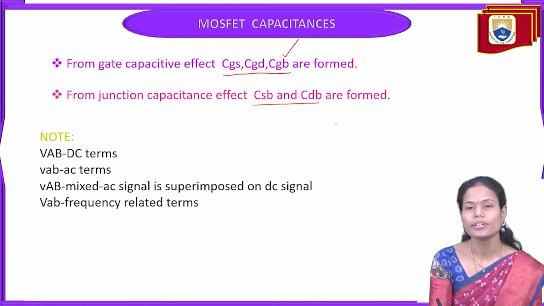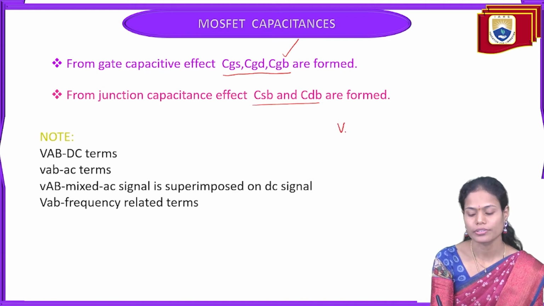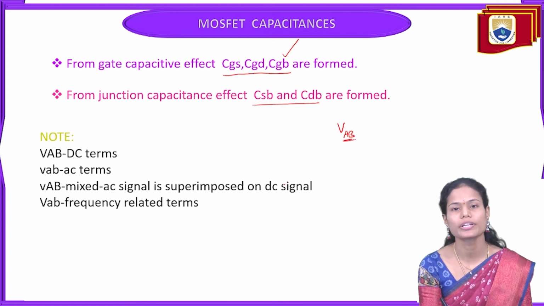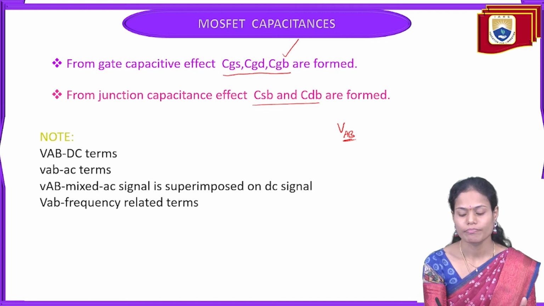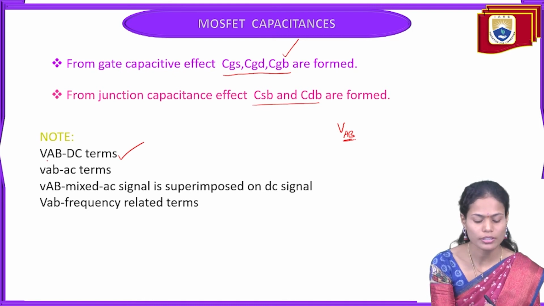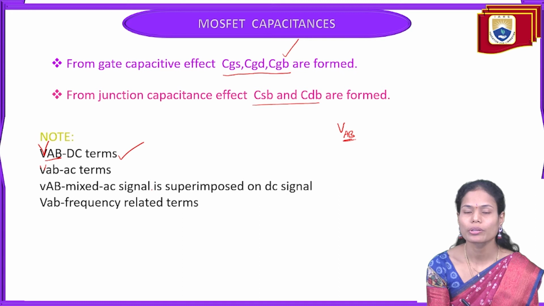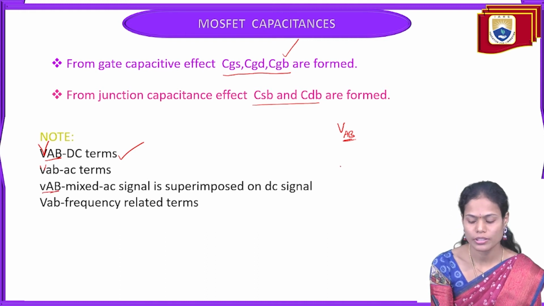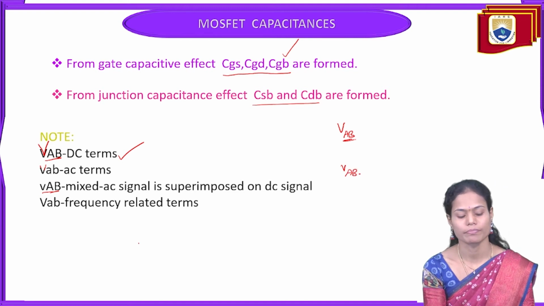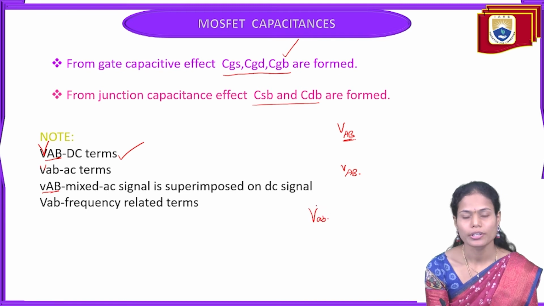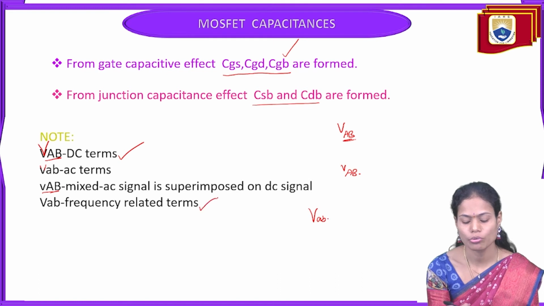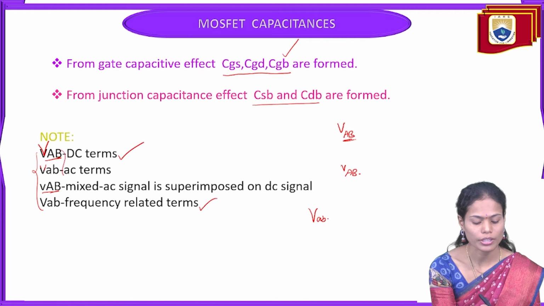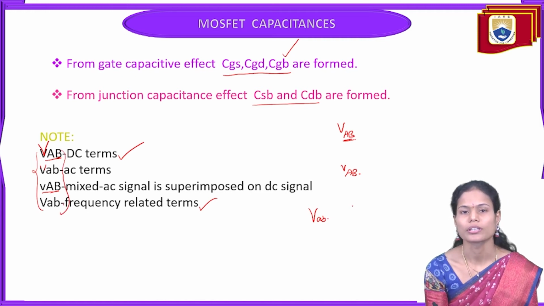In order to represent any DC term, we always use capital letters. Here VAB is nothing but the voltage between the AB terminals or AB points. To represent DC terms, we utilize capital letters, and to represent AC terms, we utilize small letters. If you want to represent a mixed signal, that is, an AC signal superimposed on the DC signal, we represent it as a small letter with a capital letter subscript. And a capital letter with a small letter subscript is used if we want to represent frequency related terms. These notations are very important in MOSFET circuits or any electronic circuits in order to see the performance of that particular circuit.